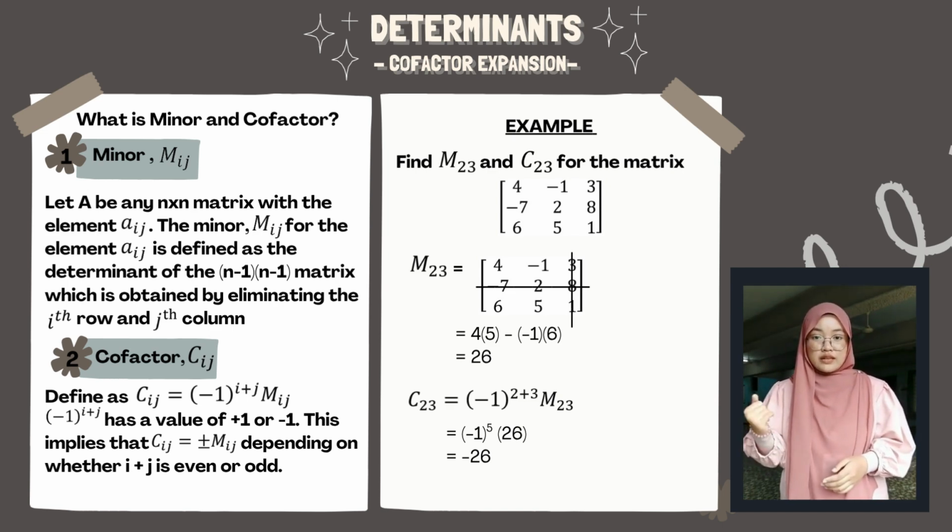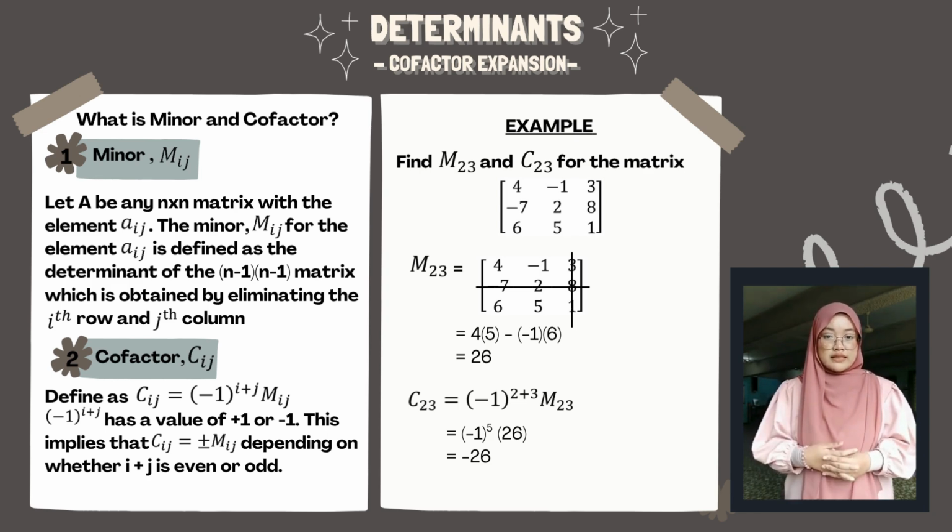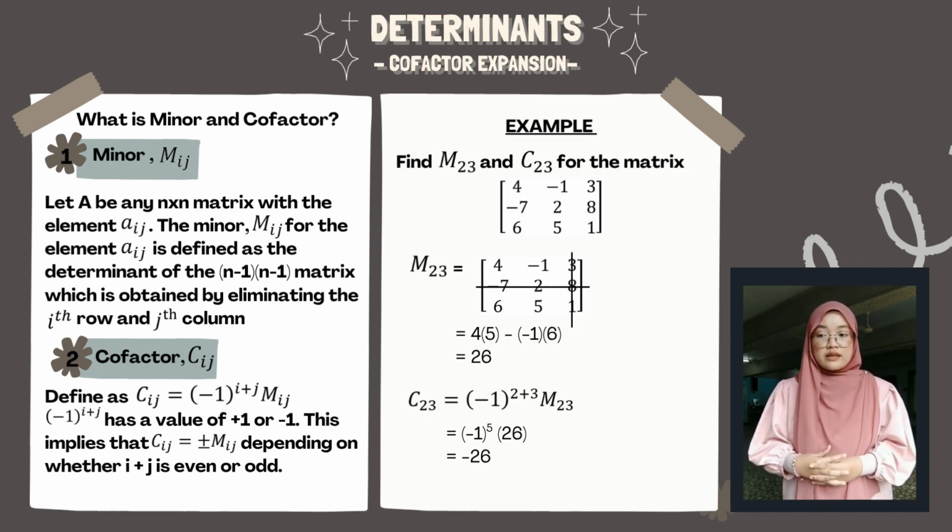So here is the example. Find M23 and C23 for the matrix given. So how to solve M23? We need to eliminate the second row and the third column. Then we use AD minus BC to find the determinant. So the answer is 26. So how do we solve C23? We need to use the cofactor formula, that is negative 1 to the power 2 plus 3 times M23. So negative 1 to the power of 5... the sign is negative, times 26. So the answer is minus 26.